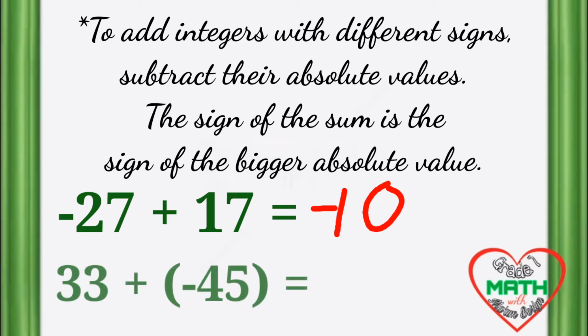Another example, 33 plus negative 45. Do they have different signs? Yes, 33 is positive and 45 is negative. So we will subtract their absolute values. 45 minus 33 is equal to 12. Since 45 is bigger than 33, so we will copy the sign of 45, which is negative. Therefore, the total is negative 12.